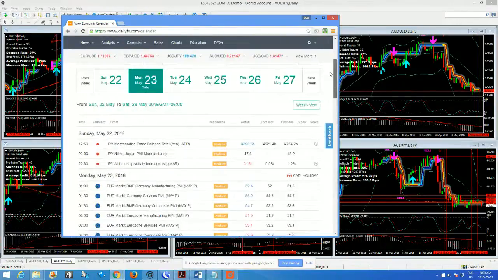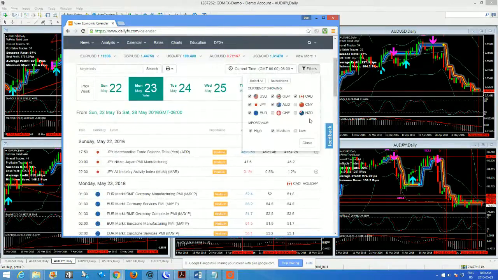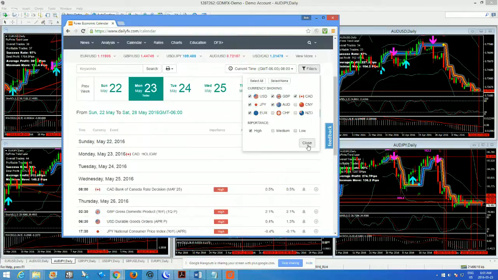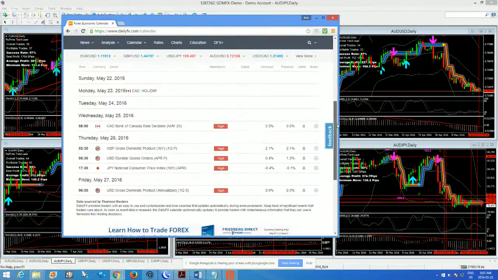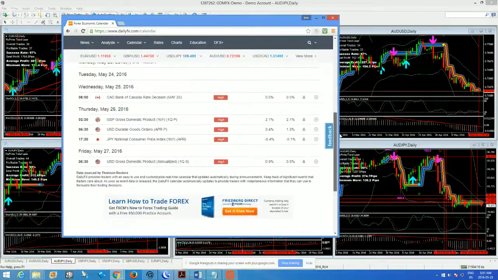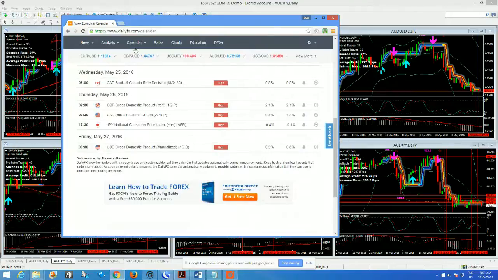Let's just set this up on the filters for just high impact, high importance reports. So Wednesday, we've got the Canadian dollar, Thursday, British pound, US dollar, Japanese yen. So this is at the dailyfx.com calendar.